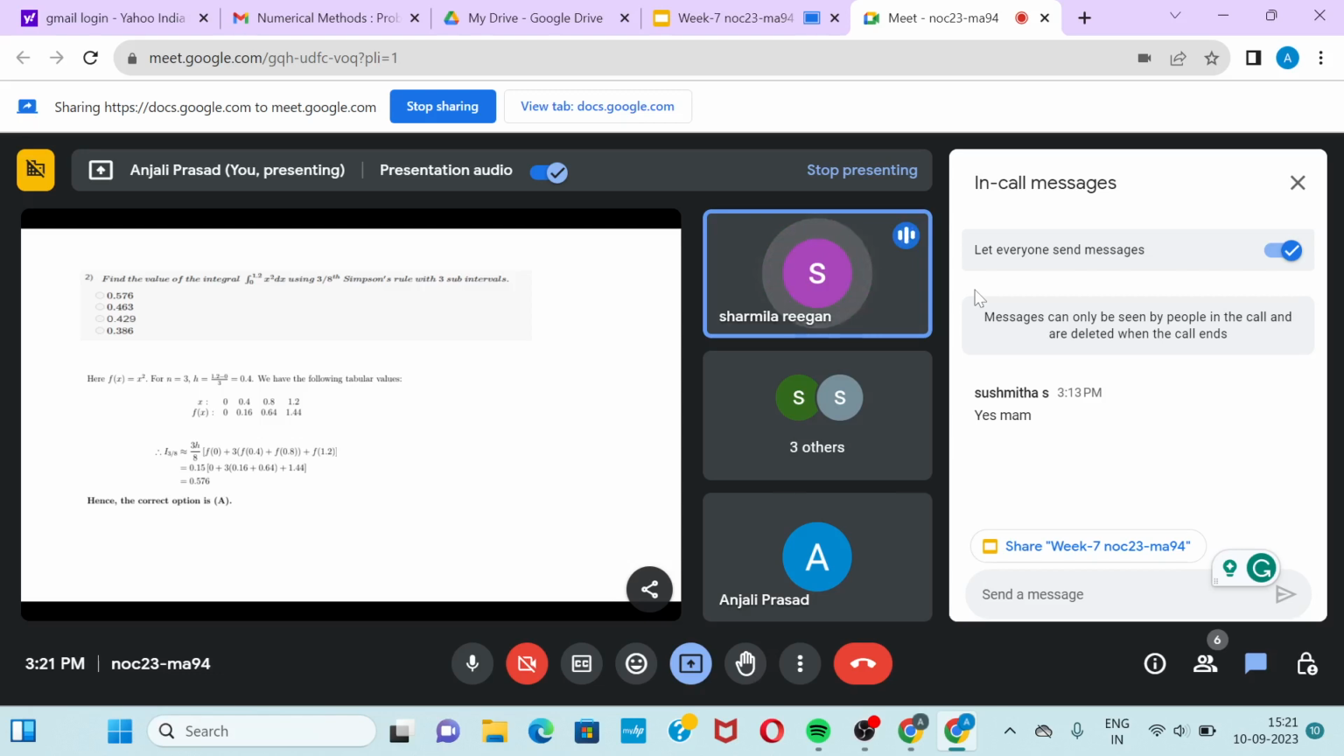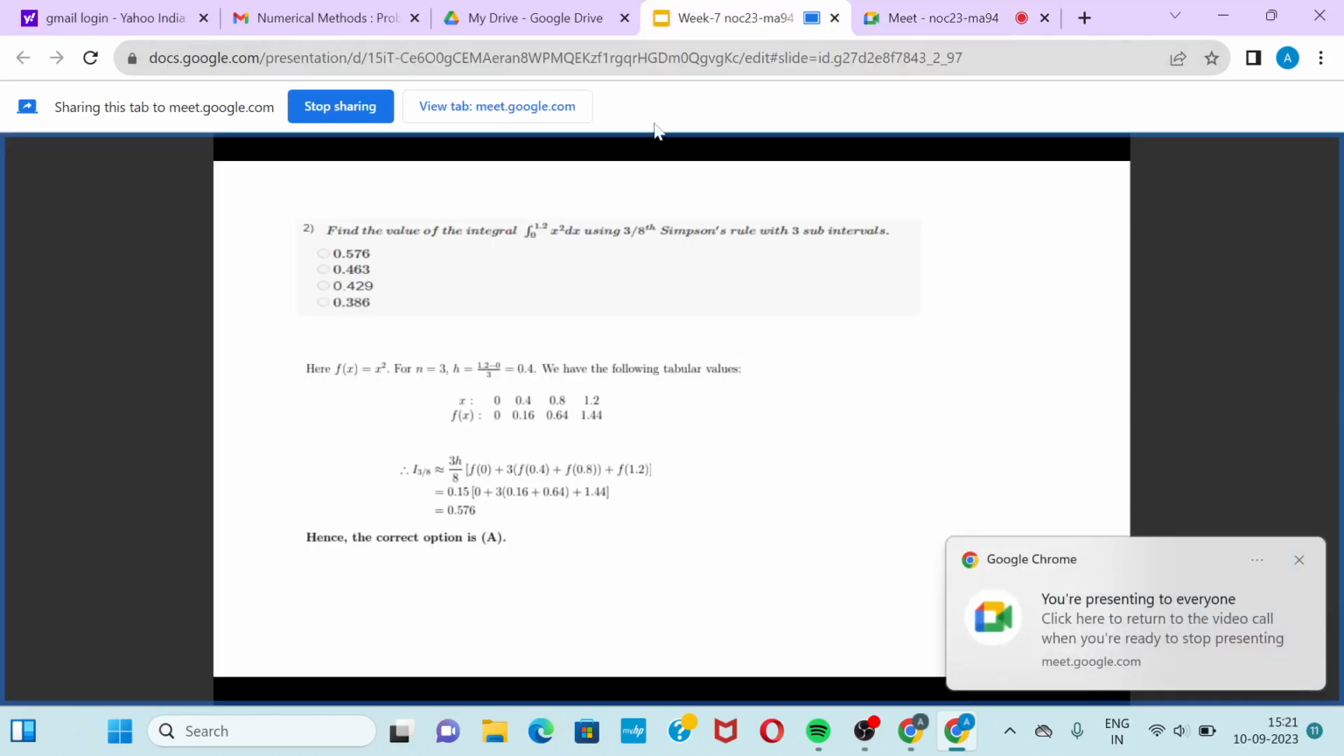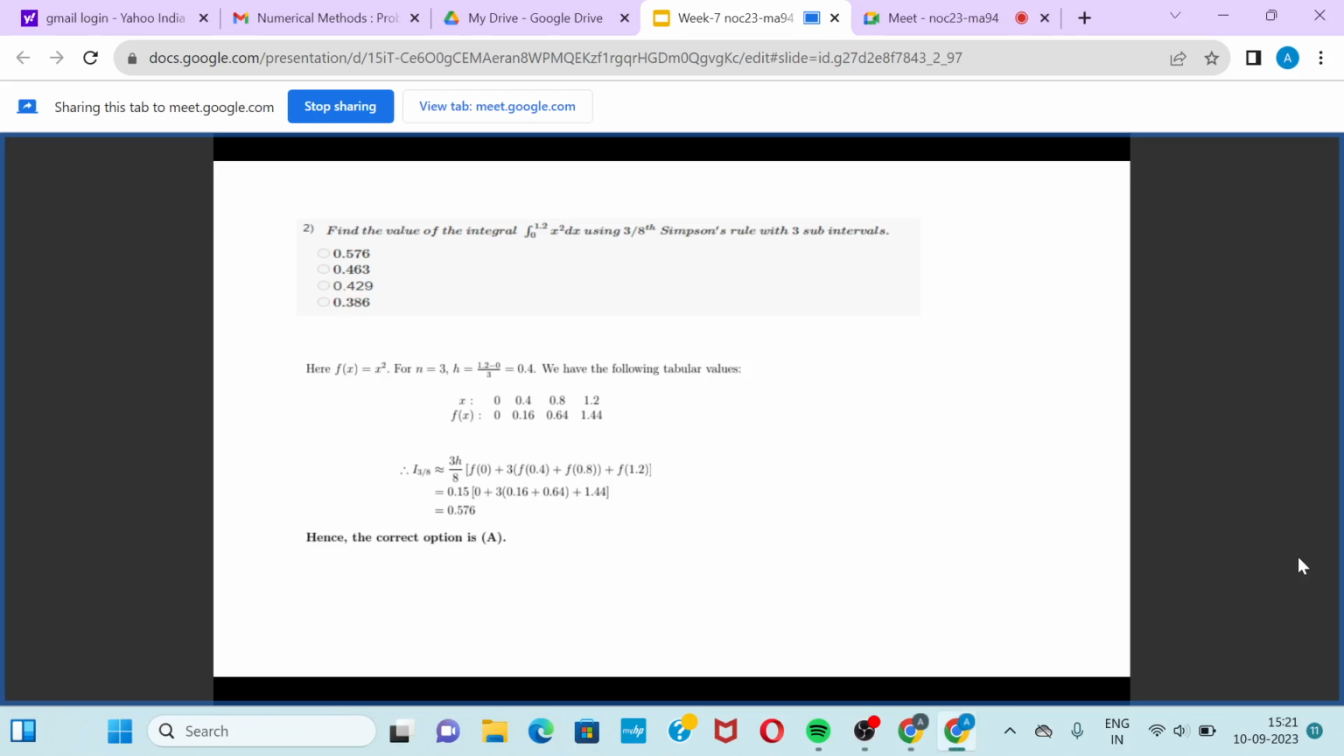Ma'am, our Simpson's 3/8 formula is 3h by 8 into first value plus the last value, that is y0 plus yn, plus 3 times y1 plus y2 plus y4 etc., plus 2 into y6 plus y9 etc. Isn't it, ma'am? Yeah, you want to confirm the formula?